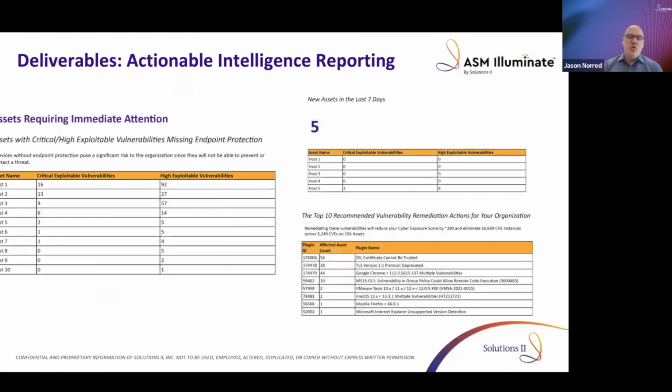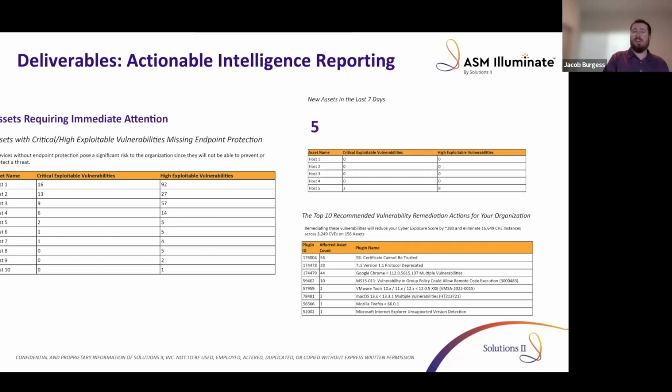And then we drive down into, these are just some examples here that have been pulled out of an existing deliverable, where we can break down hosts on the far left that require immediate attention. These are hosts that have critical and high exploitable vulnerabilities that are also missing endpoint protection. So these are hosts that we would consider to be in a critical state. I think, Jacob, one of the other interesting ones is the new assets in the last week. This is a big one. This is a big gap for many organizations, is the new assets.